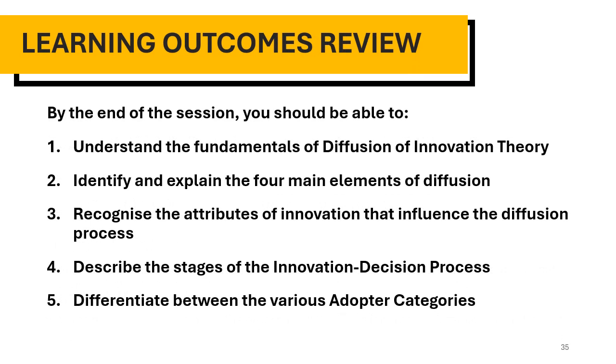Let's review the outcomes. So hopefully you will have an understanding of the fundamentals of diffusion of innovation theory. You'll identify and explain the four main elements. You'll recognize the attributes of innovation that affect the diffusion process. You can describe the stages of the innovation decision process. And hopefully you can also differentiate between various adopter categories.